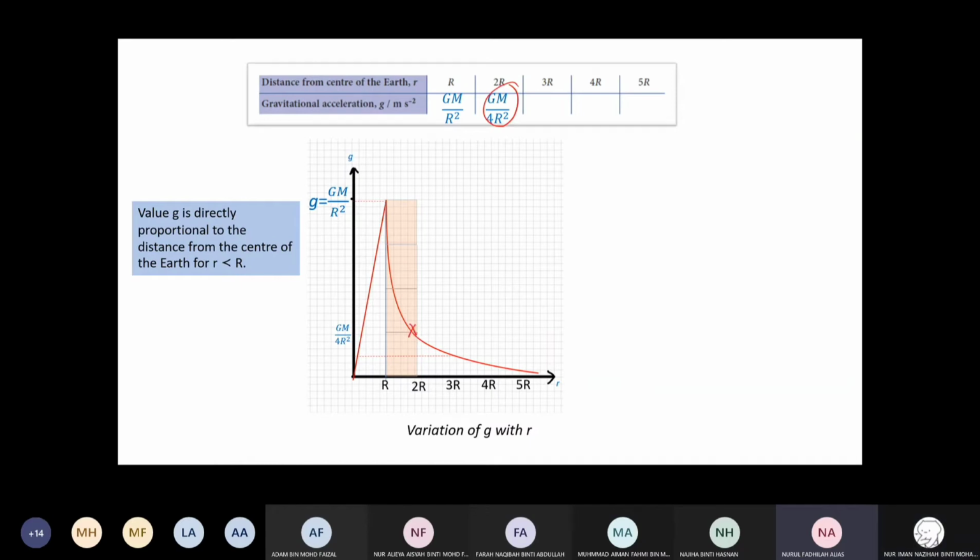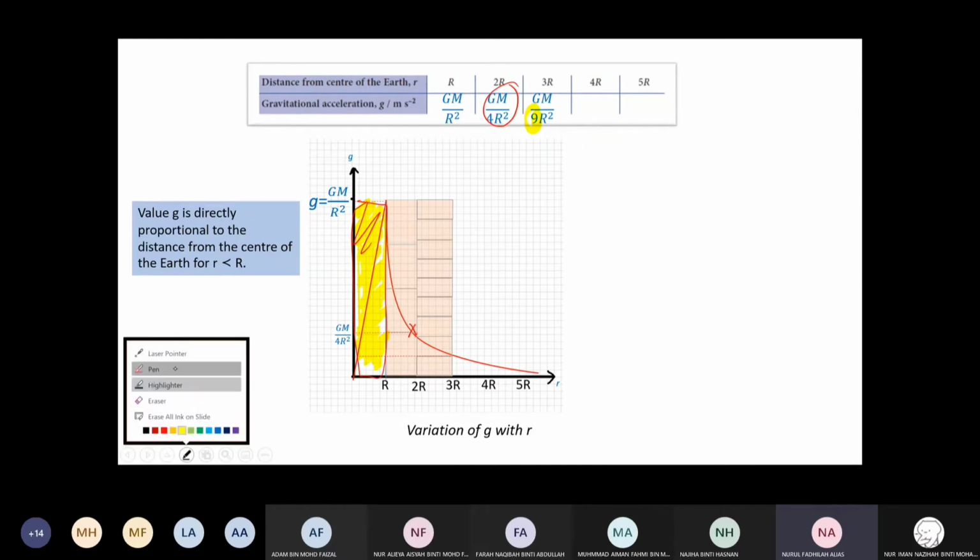Next, when 3R, we have GM over 9R squared. So from this one whole, this is one part. Say this is one part. Now we divide that one part into 9: 1, 2, 3, 4, 5, 6, 7, 8, 9. So it's only 1/9. So where is 1/9? 1/9 is here.